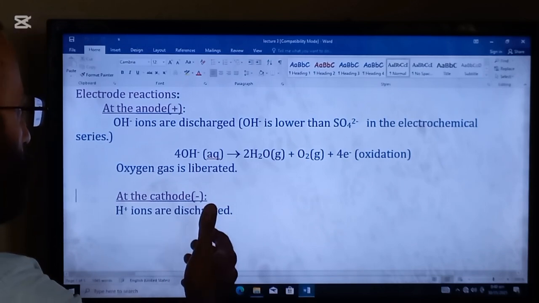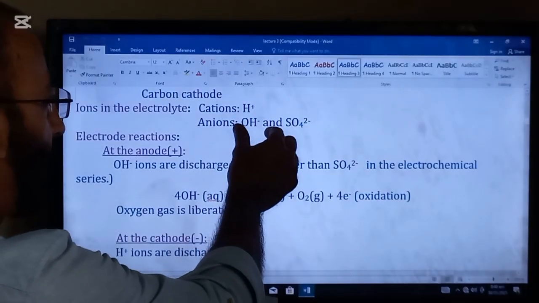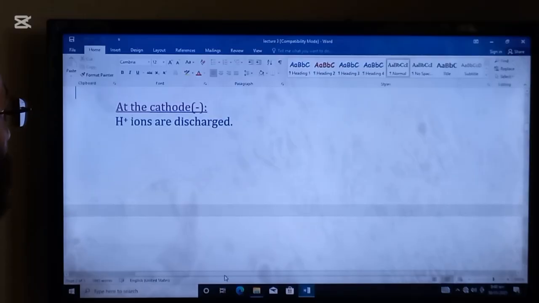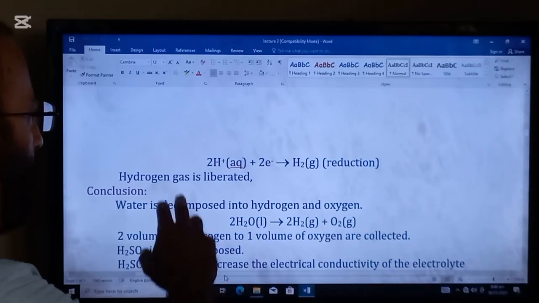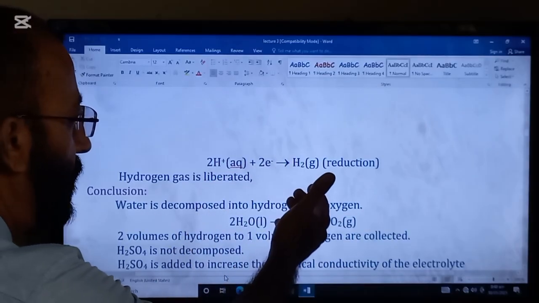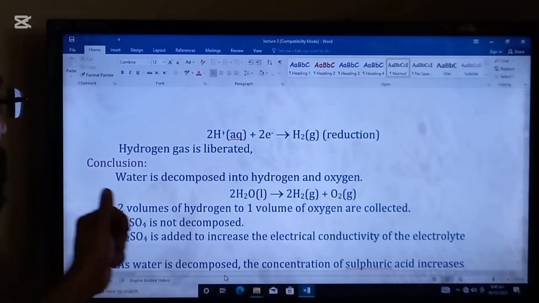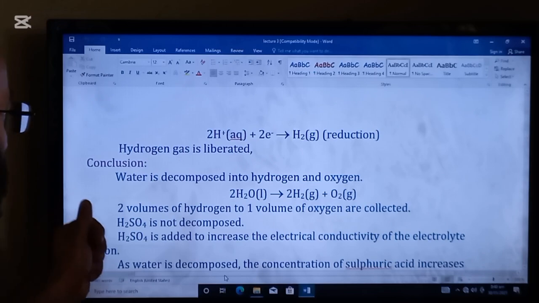At the cathode, there is no competition. Only one cation is present, so that will be discharged. So H+ ions are discharged at the cathode. And the reaction will be 2H+ + 2 electrons forms H2. This is a reduction process. Hydrogen gas is liberated.